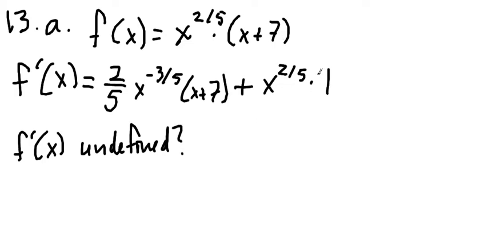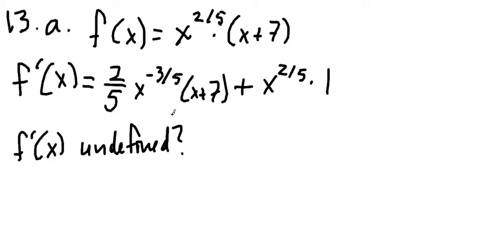Well, let's see. X to the 2/5 is defined for every single real number, because this really means take the fifth root of x and then square it. Every real number has a fifth root, and I can square any real number, so this is defined everywhere. Over here, x plus 7 is defined for every real number.